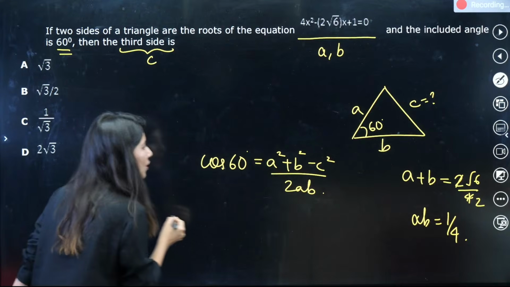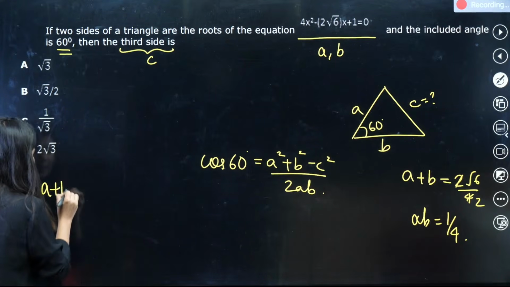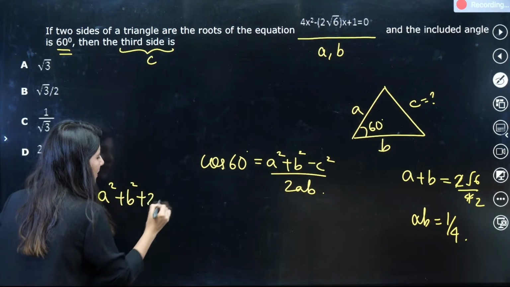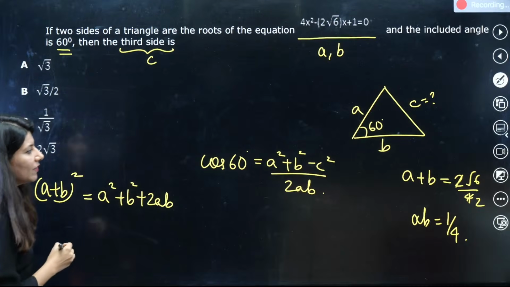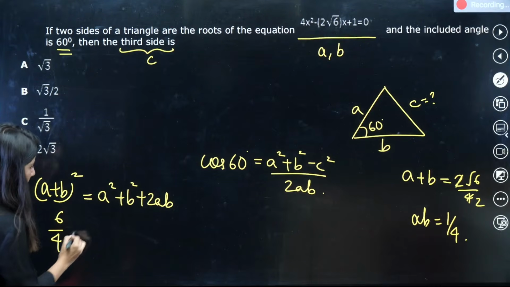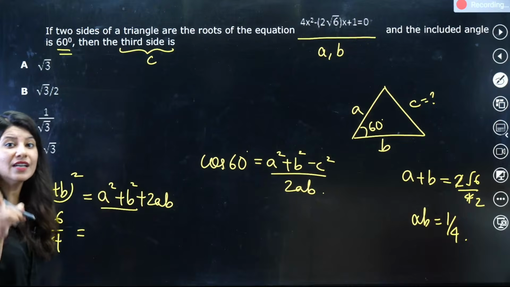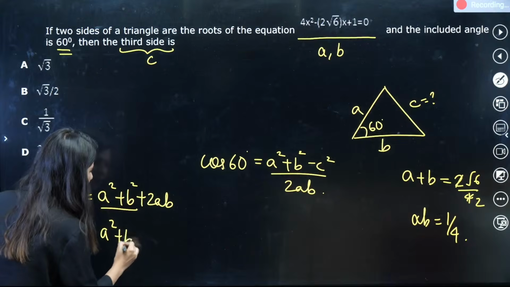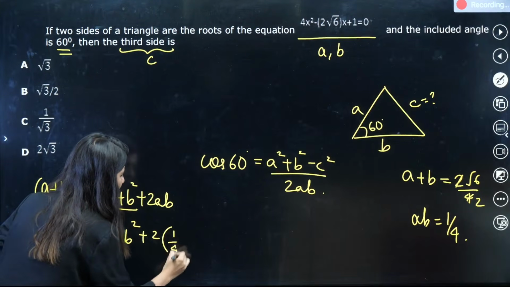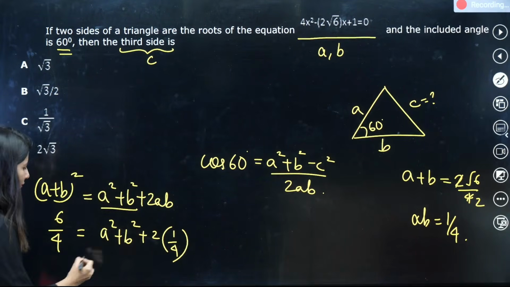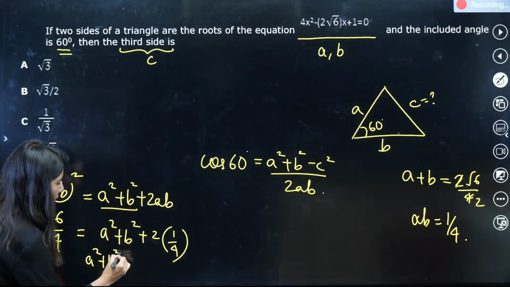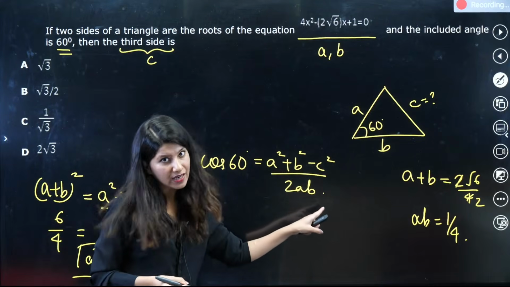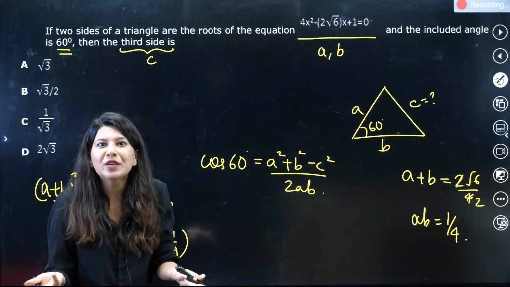Now what I'm looking for is a square plus b square. So a plus b whole square is equal to a square plus b square plus 2ab. This we all know. A plus b whole square, we can just put the value 6 by 4. A square plus b square is what we are looking for. 2ab will be 2 times 1 by 4, so this is going to be 2 by 4. So a square plus b square is coming out as 1. So now we have a square plus b square, we have ab as well, we have cos 60 degrees. What we are looking for is c square.